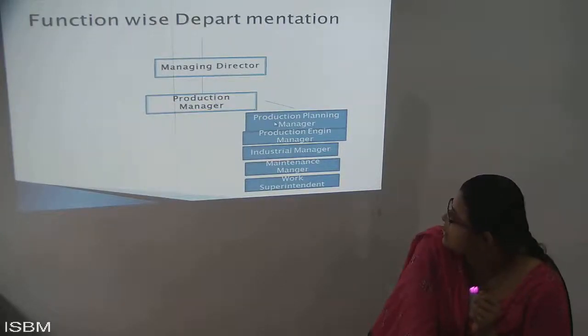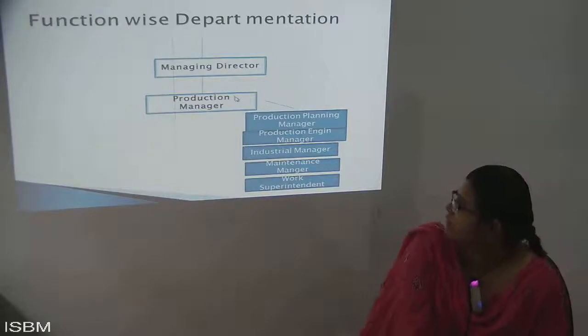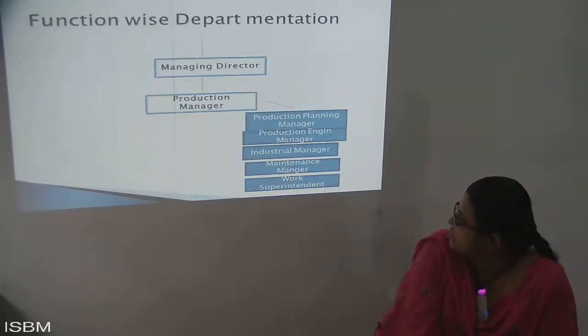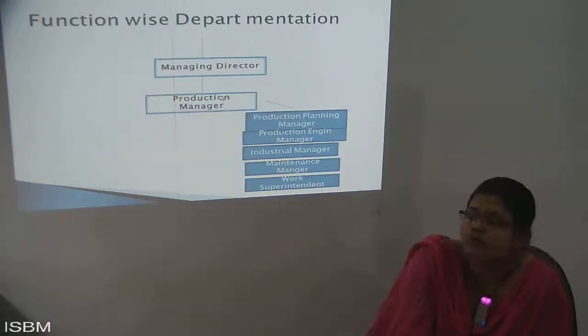He won't come through this level. He will only speak with the help of the production manager, because this production manager is functioned into these 5 departments. These 5 managers come under the production manager. That is why this is the functional way, where work moves into different departments.